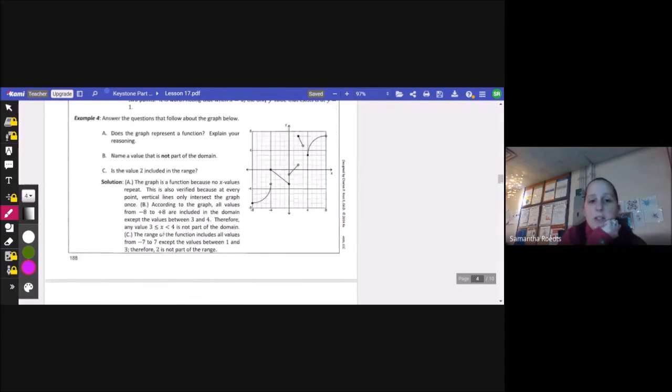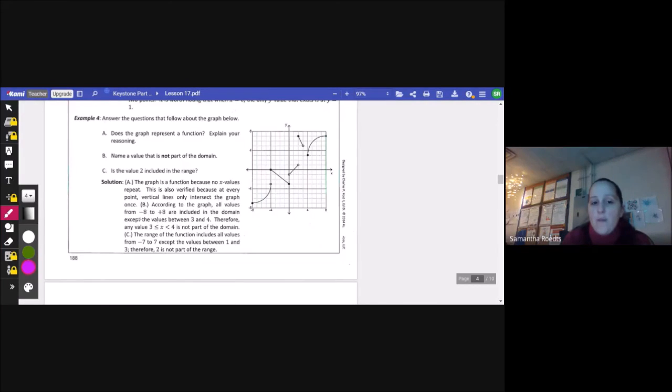Example 4, answer the questions that follow about the graph below. A, does the graph represent a function? Explain your reasoning. B, name a value that is not part of the domain. And C, is the value 2 included in the range? So for A, the graph is a function because no x values repeat. So if I go through, I have 2 here, but this is open and closed. 2 here, but this is open and closed. 2 here, but this is open and closed. Nothing here. And then this little function here. Okay. So this is also verified because at every point vertical lines only intersect the graph once.